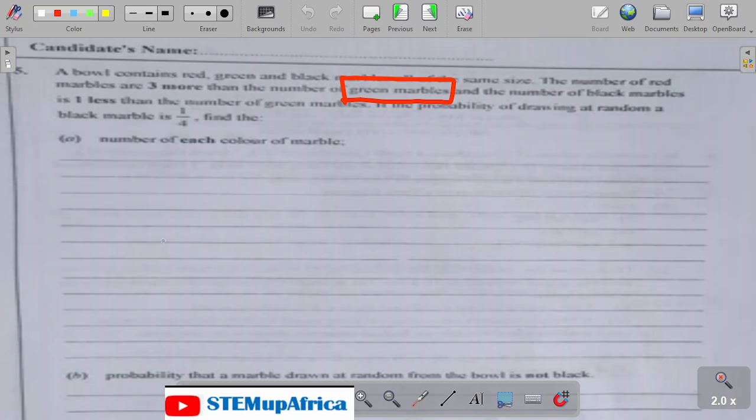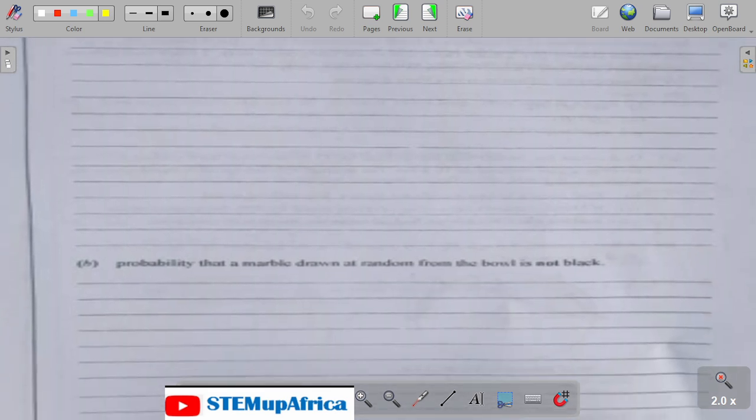Then the B part, which is our last question for the first part of the drawing, is we are asked to find the probability that a marble drawn at random from the bowl is not black.